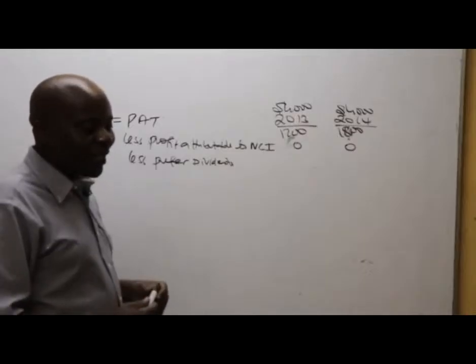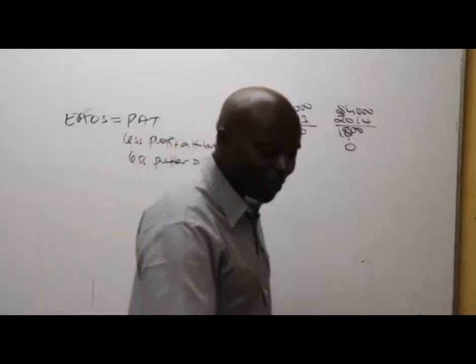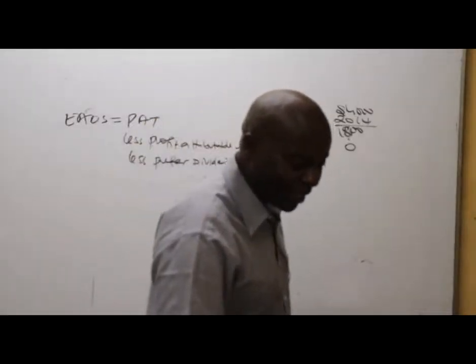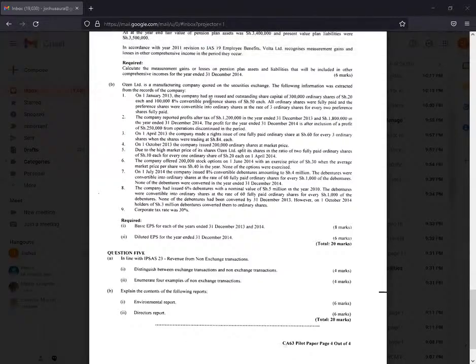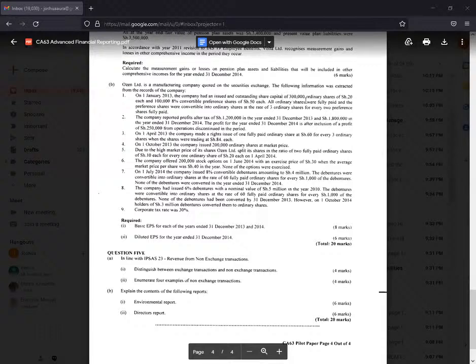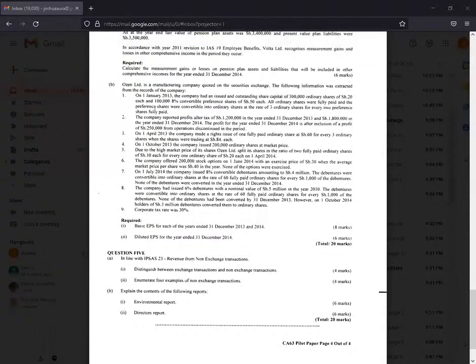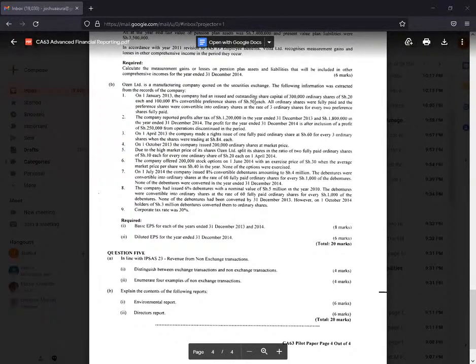Yes. So could you kindly give me the preference dividends? What do we have? They gave us preference dividends here. On 1st January 2013, the company had an issued and outstanding share capital of 300,000 ordinary shares of shillings 20 each and 100,000 8% convertible preference shares of shillings 50 each.